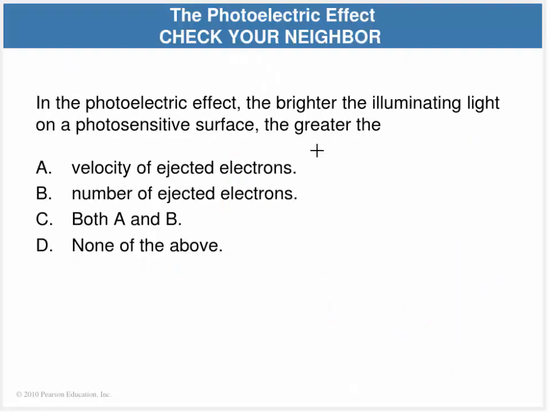Just a quick check with your neighbor. Suppose I were shining some light onto some photoelectric surface. The brighter I make the light, the larger the number of electrons. It is not the velocity of the ejected electrons. The velocity of the ejected electrons is related to their kinetic energy, and their kinetic energy depends on the energy with which they are liberated, which depends on the frequency. It's not going to depend on how bright the light is.